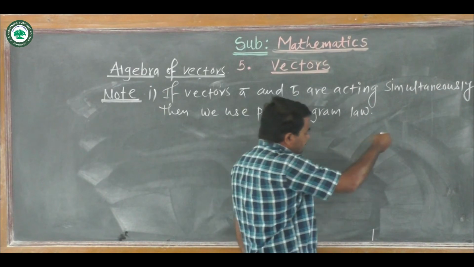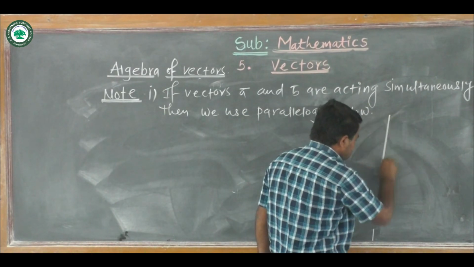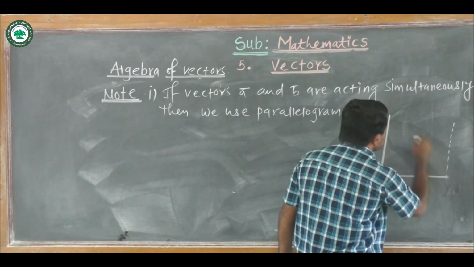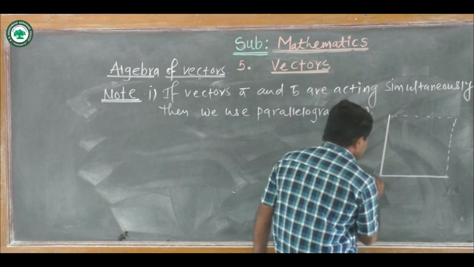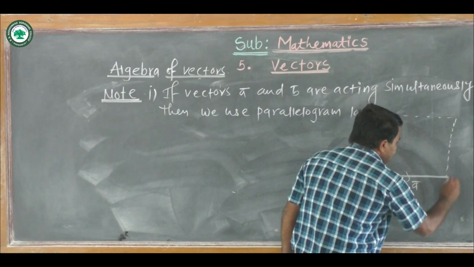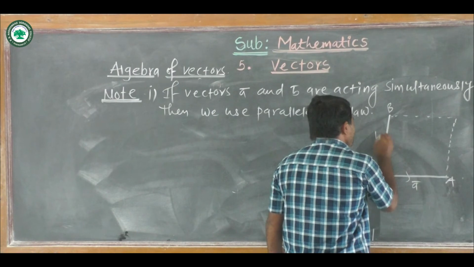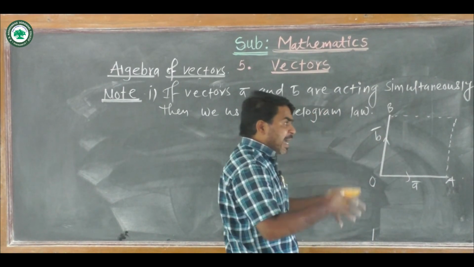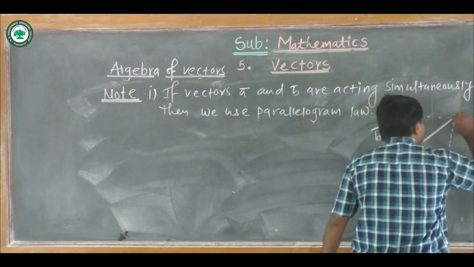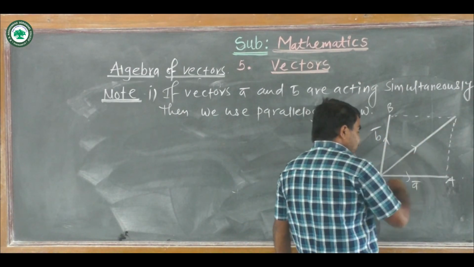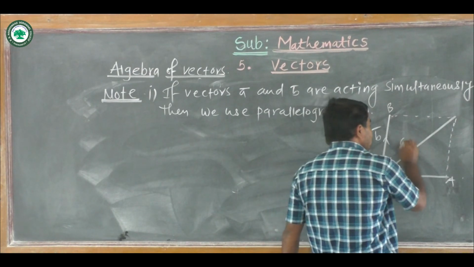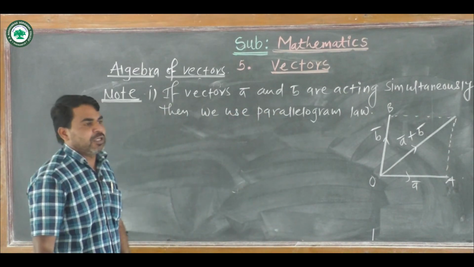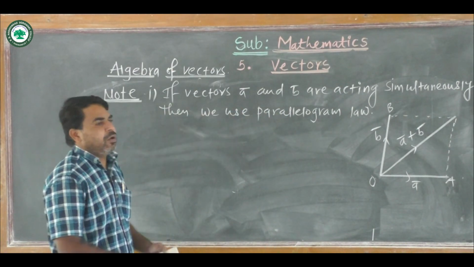So see, I will draw the figure of the parallelogram law here. See this. We know that if this is A bar, OA bar, and this is B bar, OB bar, see here, OA bar and OB bar acting at a time, then we use the parallelogram law, meaning the vector along the diagonal OC is A bar plus B bar. If A bar and B bar are acting at the same time, then we use the parallelogram law.